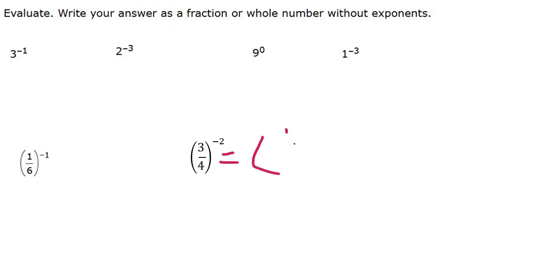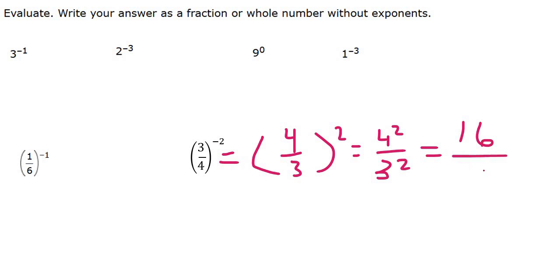So this is really going to be 4 over 3 to the second power. And then we would do 4 squared, which is over 3 squared. 4 times 4 is 16, and 3 squared, 3 times 3 is 9, and that would be our answer.